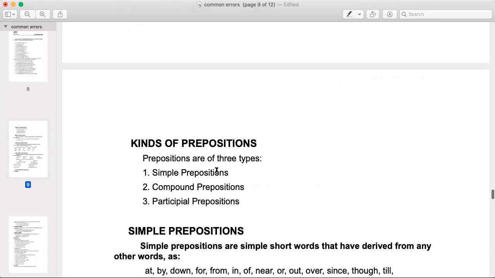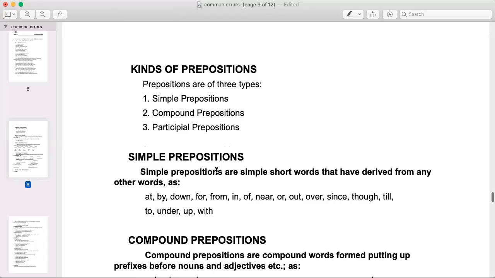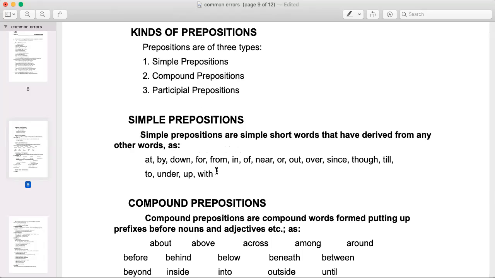So now let us come to the kinds of prepositions. Prepositions are basically of three kinds: simple prepositions, compound prepositions, and participle prepositions. Simple prepositions are simple short words that are not derived from any other word, such as at, by, down, for, from, in, of, near, on, out, over, since, etc.